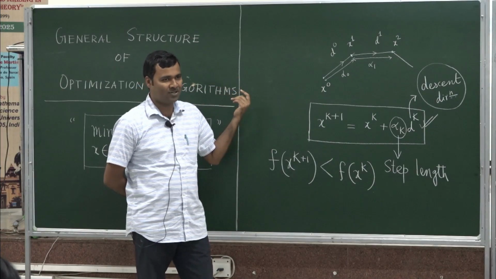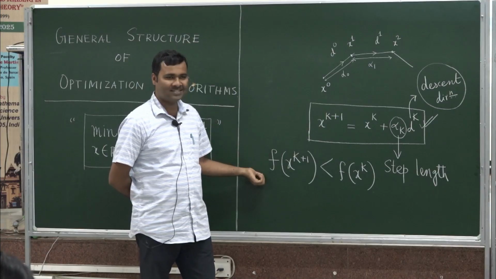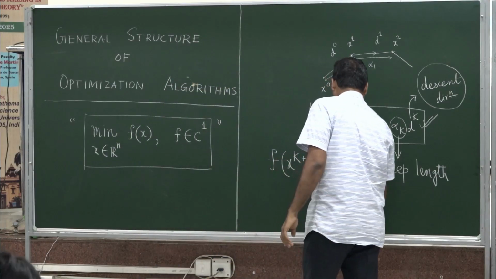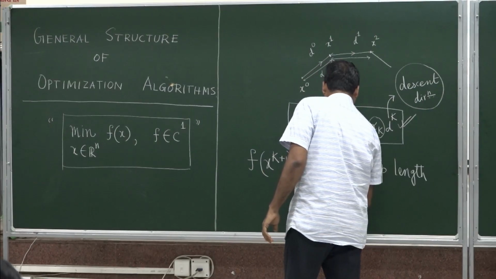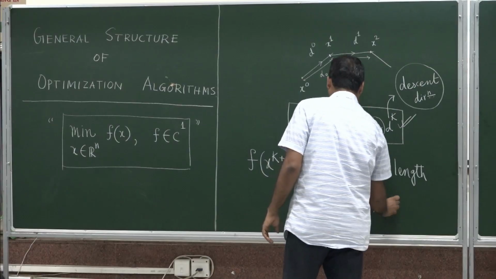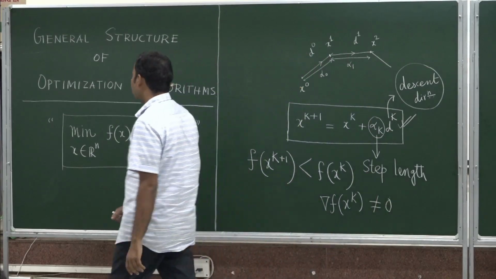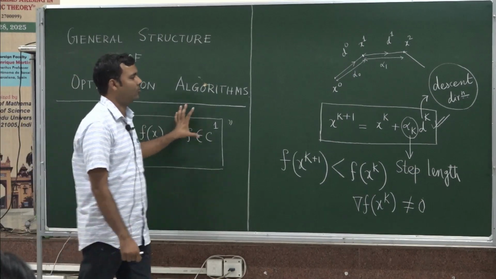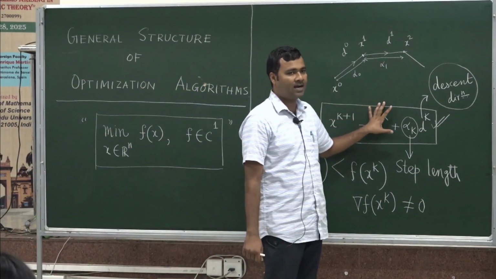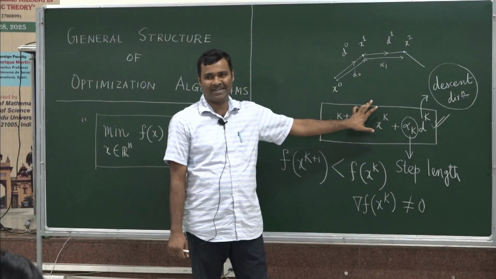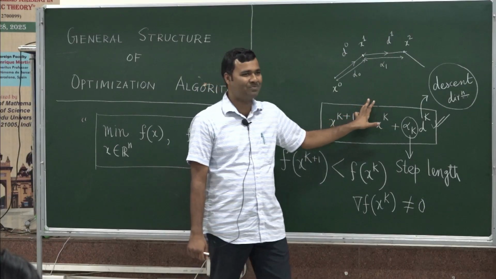Fine. An optimization algorithm will be called a descent algorithm if the sequence xk generated by the algorithm follows this inequality for all xk, as long as the gradient of f(xk) is not equal to 0. Here, to figure out a minimizer of this function f, we are following this process in an iterative manner, unless and until we reach a minimizer.